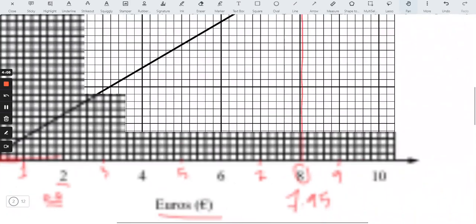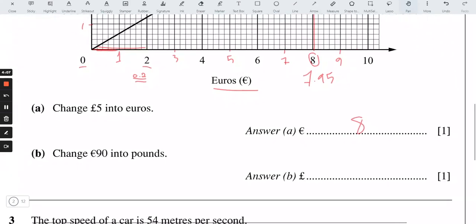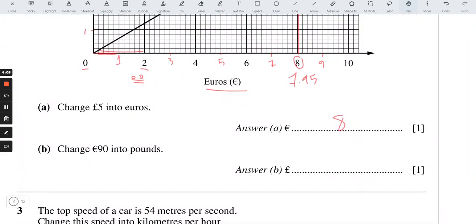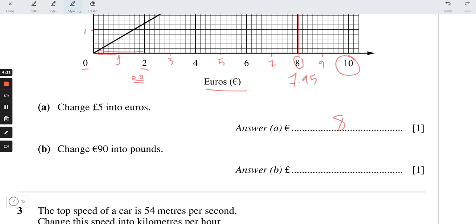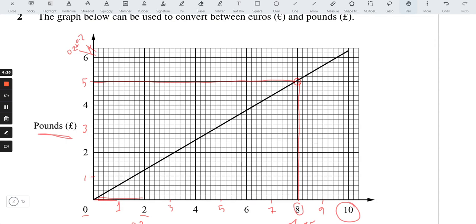Now question 2 here. Part B, change 90 euro into pounds. So 90 euro, we do not have 90 on the x-axis, but we have it in tens. So we can use 10 here, and we will see how much it is in pounds. So we'll go up till we reach this point here.